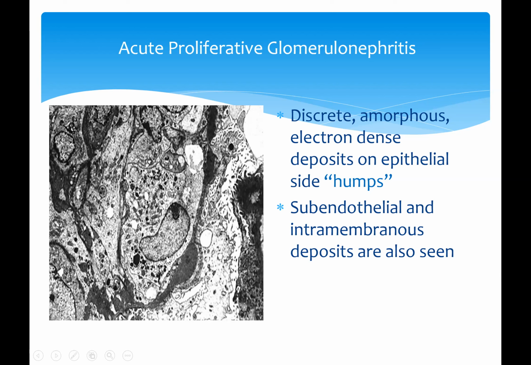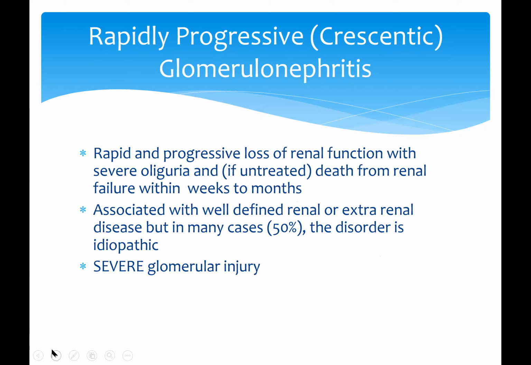So let's take a look at this electron microscopic image. These are examples of discrete electron-dense deposits on the epithelial side of the membrane. They are often referred to as humps. Presumably, again, they represent the antigen-antibody complexes at the subepithelial side. But take note that subendothelial and intramembranous may also be present. So that's the first case, which is APGN.